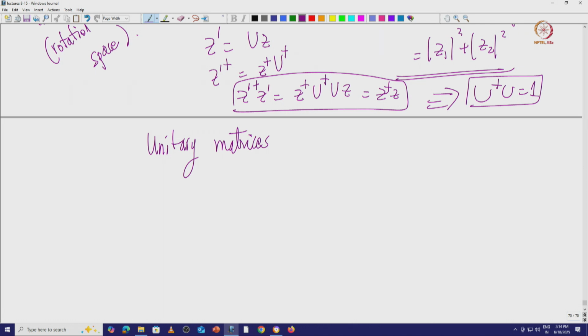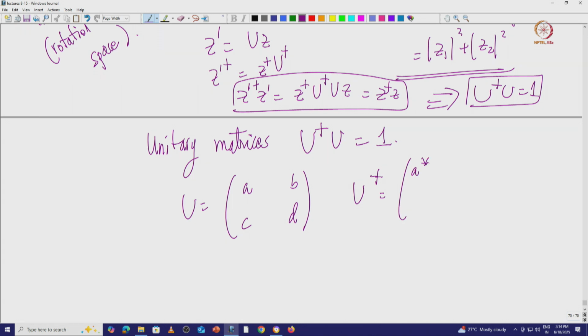Similar to orthogonal matrices, but with the condition, because these are complex, you have U dagger U is equal to 1. Now let's take a generic U in 2 dimensions. We write it as U = (a b; c d). You have U dagger equal to (a star c star; b star d star). What I did was essentially take the complex conjugate and transpose of it. The dagger is the complex conjugate and transpose.